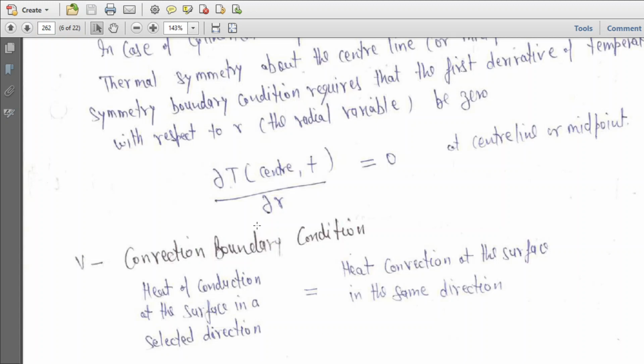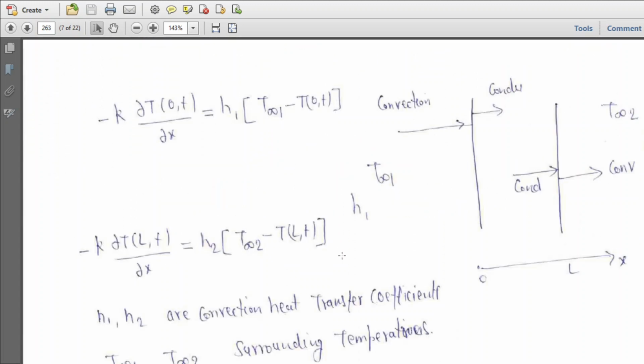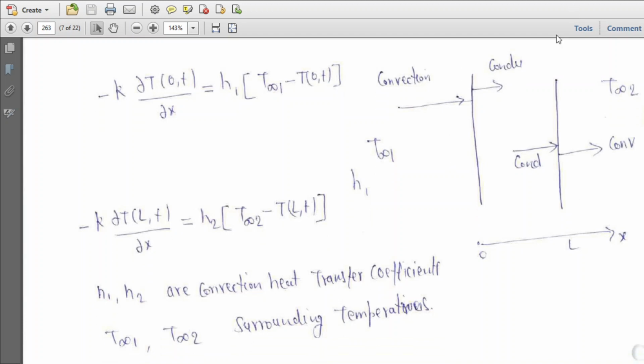Next, the fifth boundary condition is the convection boundary condition. The heat of conduction at a surface in a selected direction should be equal to the heat of convection at the surface in the same direction. So these are convection boundary conditions. This is the case here, some sort of metal surface. Whatever convection is coming here, the same thing will go by conduction.